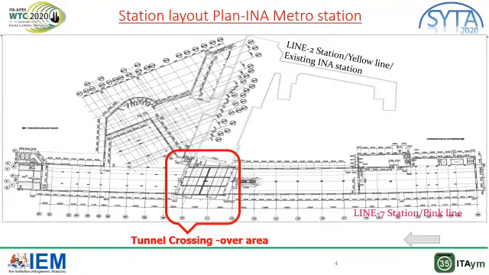This is the layout plan of INA metro station. Here you can see the dotted line showing the existing INA station, and this is the new INA station. This area is called tunnel crossing over area. This is the location where the station had to be crossed the twin bore tunnels.